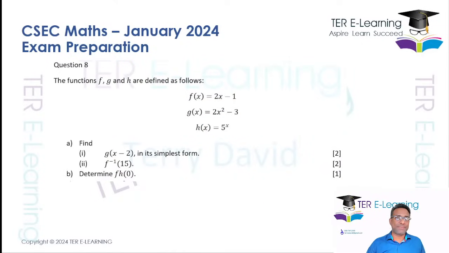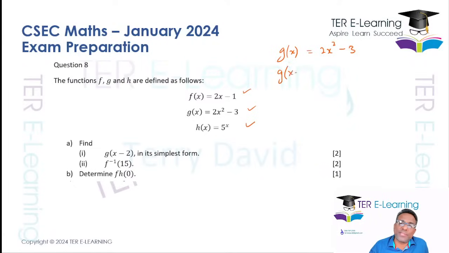Question 8, right? So we have a function question here, and we have f, we have g, and we have h. And the first part, we want to work out g of x minus 2. So g of x is equal to 2x squared minus 3, and you want to work out g of x minus 2.